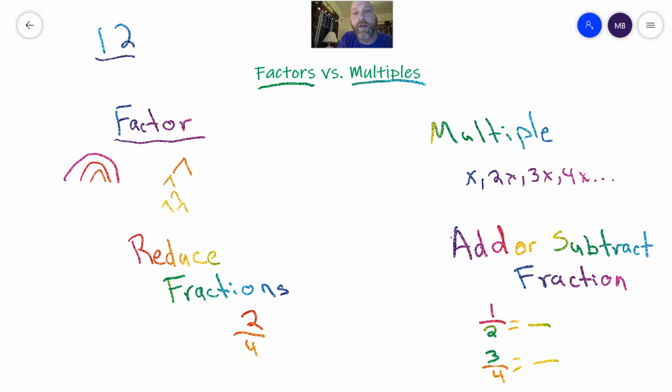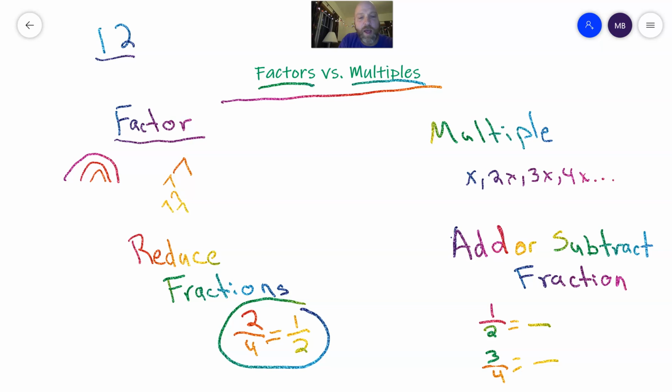Factories make products. Multiples are products. So a factor times a factor equals a product, and both of those factors would be multiples. The hardest part about that is remembering which is which, but we use them for a little bit of different things. We use factors to reduce fractions. Like if I have a fraction like 2/4, I can see that 2 is a factor of both 2 and 4. So 2 goes into 2 one time, 2 goes into 4 two times. So that's one time that I use factors, and that's very immediate to us because we're doing fractions next.